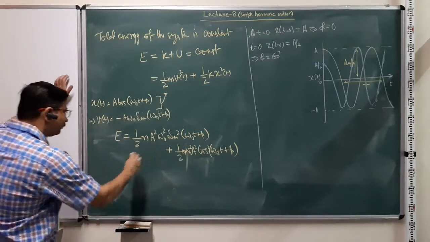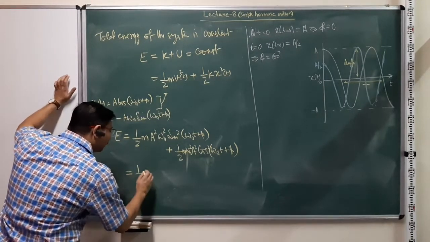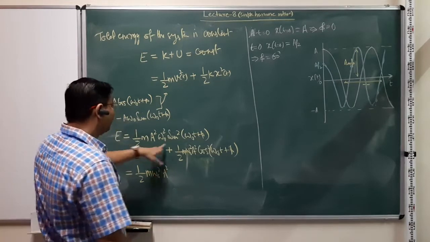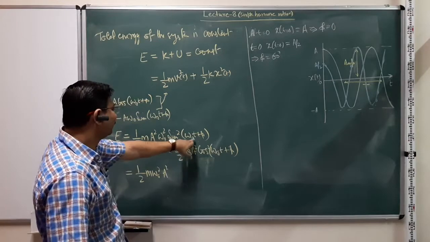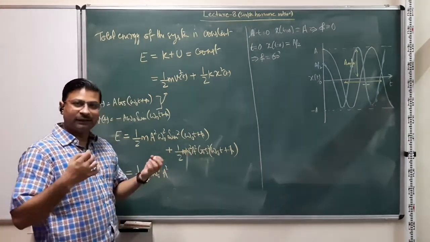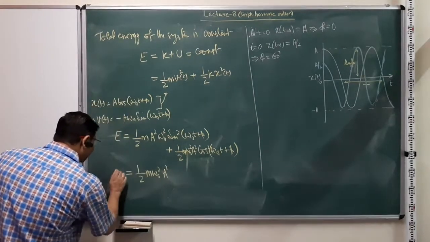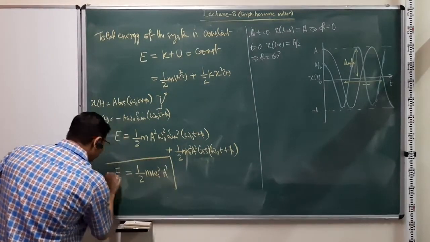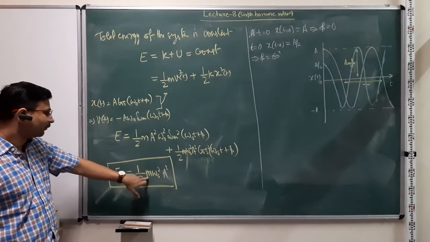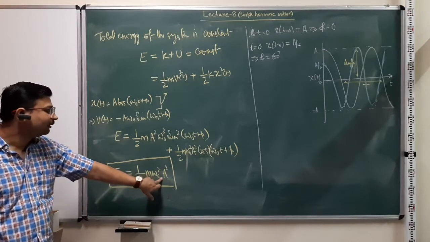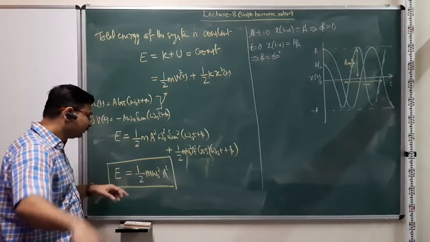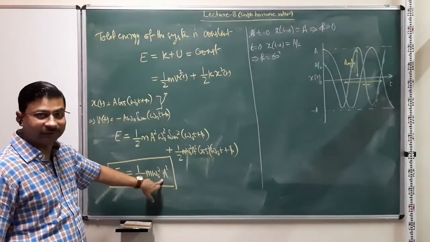So m omega naught square, we can take this entire term out, half m omega naught square a square out, and you can see that then this is sine square of omega naught t plus phi plus cos square of omega naught t plus phi, which is basically equal to 1. Sine square theta plus cos square theta is 1. So the total energy of a simple harmonic oscillator at any given instant of time is a constant. Mass is a constant, natural frequency is a constant, and amplitude, which is the maximum range of motion, is also a constant for that particular system, right?